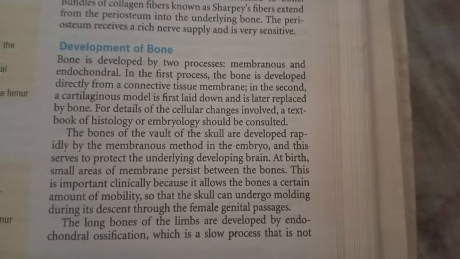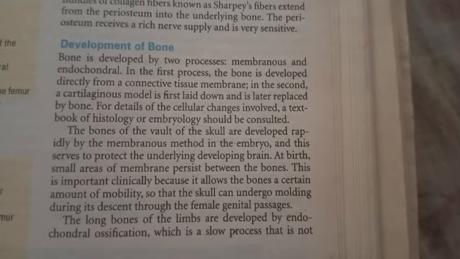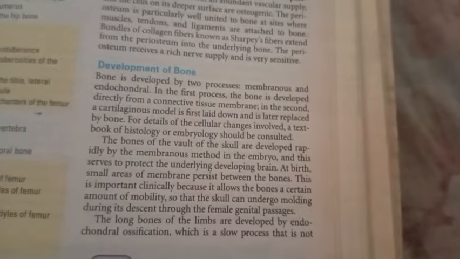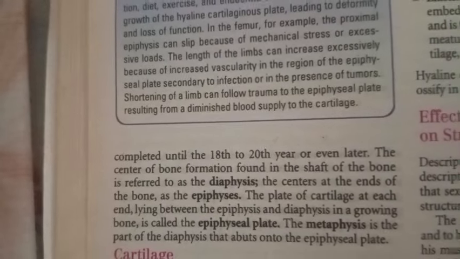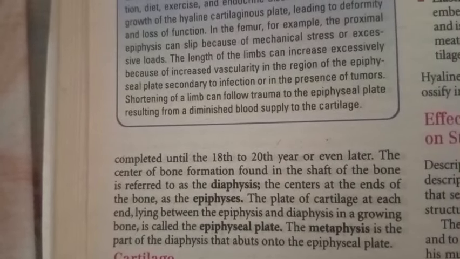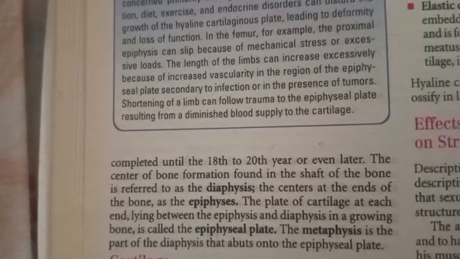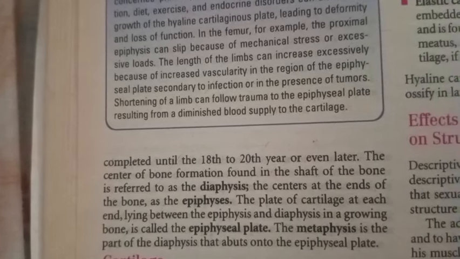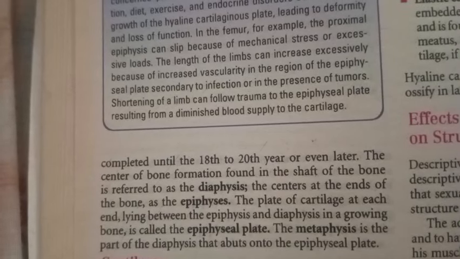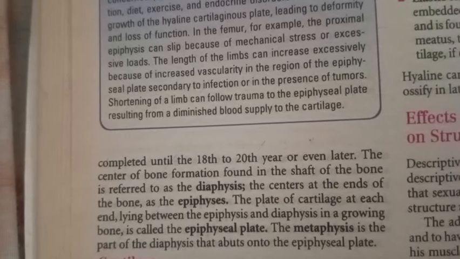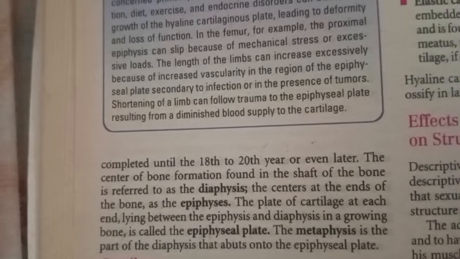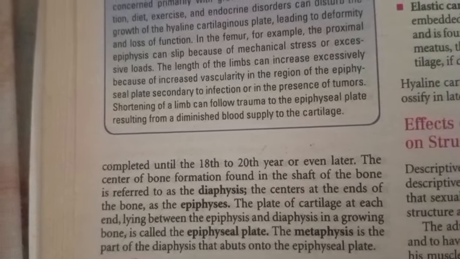The long bones of the limb are developed by endochondral ossification, which is a slow process that is not completed until the 18th to 20th year or even later. The center of bone formation found in the shaft of the bone is referred to as the diaphysis, and the ends are the epiphysis. The cartilage at each end between the epiphysis and diaphysis, where growth occurs, is known as the epiphyseal plate.